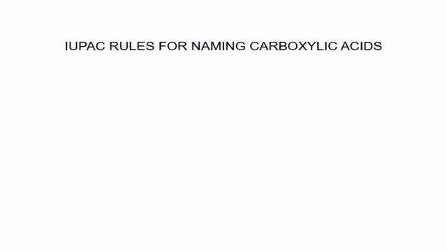So let's consider the IUPAC rules for naming carboxylic acids and derivatives. First, carboxylic acids are named by replacing the E in the parent alkane with oic and the word acid.